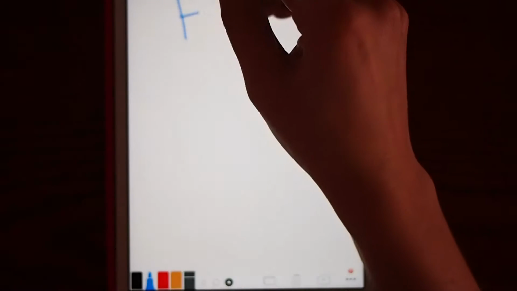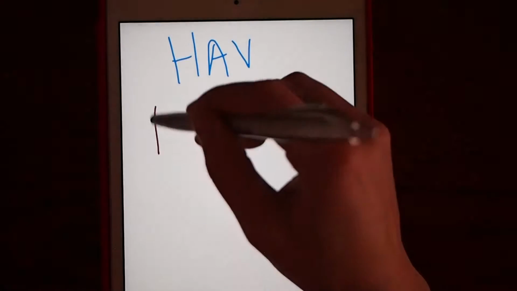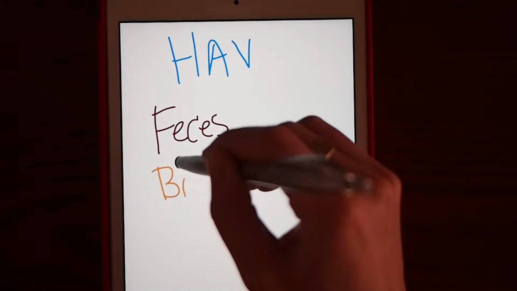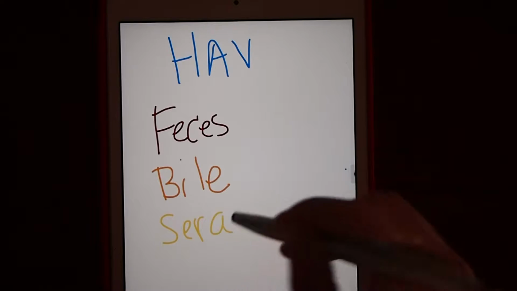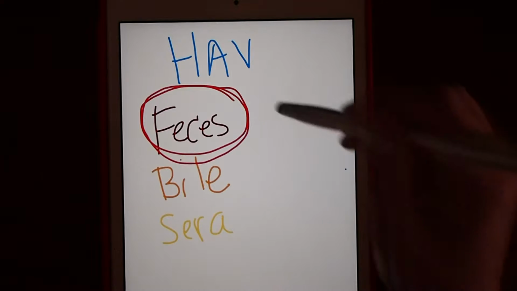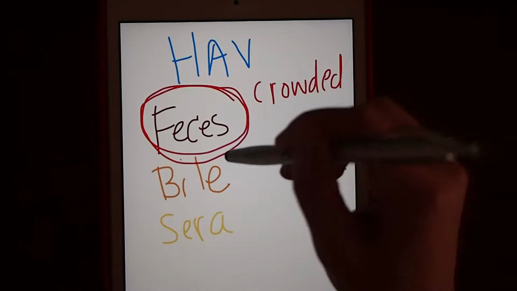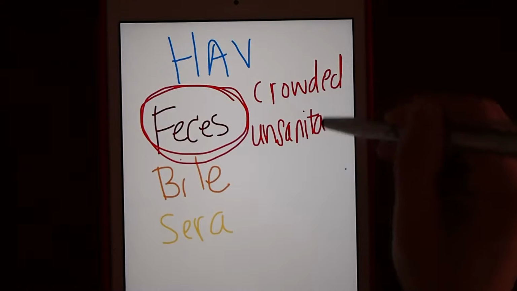Hepatitis A virus is transmitted through feces, bile, and sera. However, the most common route is through the fecal-oral route, usually because of crowded and unsanitary conditions, especially related to food and water.